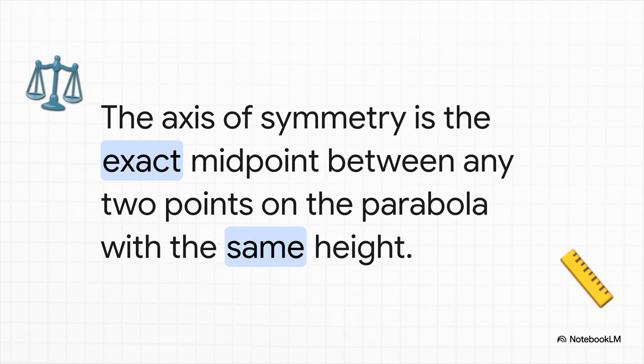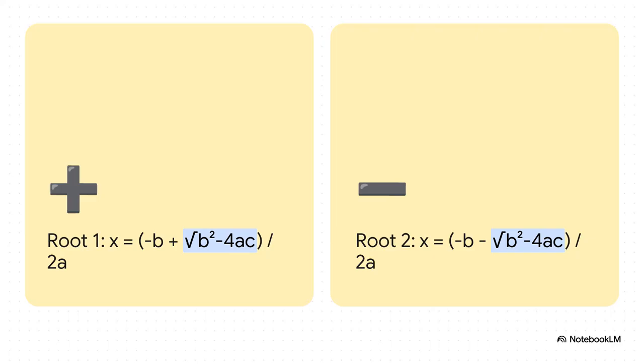And what are the easiest, most convenient points to use? Well, the roots, the 2 spots where the parabola hits the x-axis, because of course, they both have the exact same height, 0. And what's our go-to tool for finding those roots? Ah, yes, the legendary quadratic formula. Now, just look at the formulas for the 2 roots. They are almost identical. The only thing that's different is that one adds that square root part and the other subtracts it. That plus minus is the secret sauce.